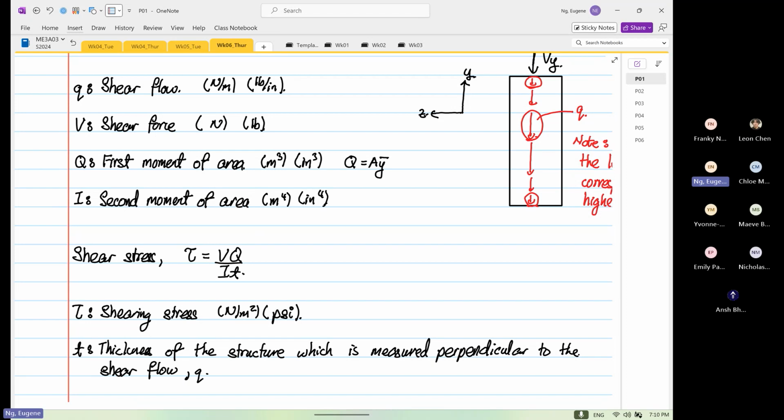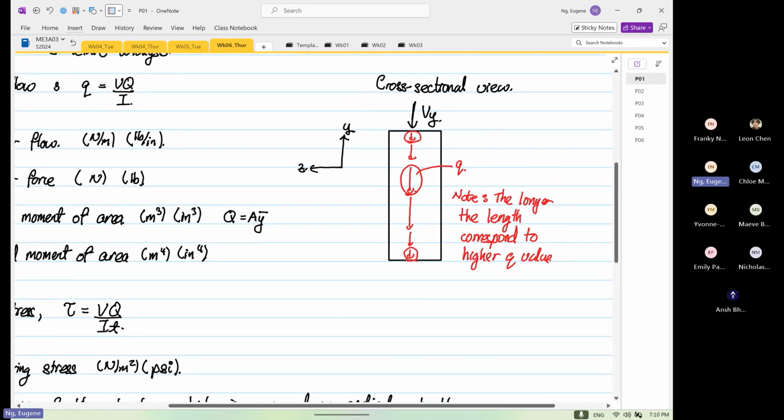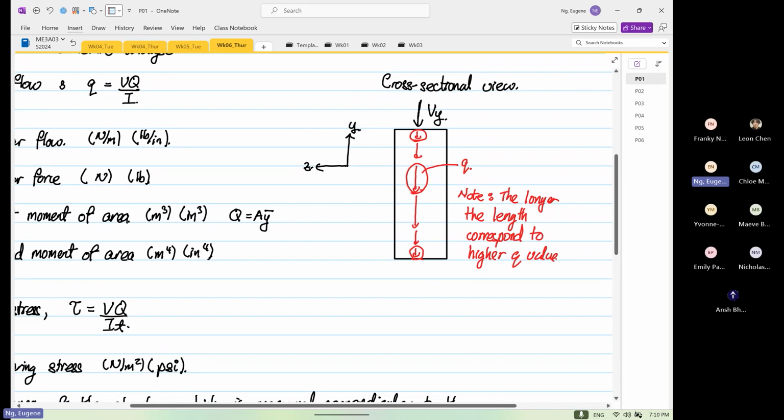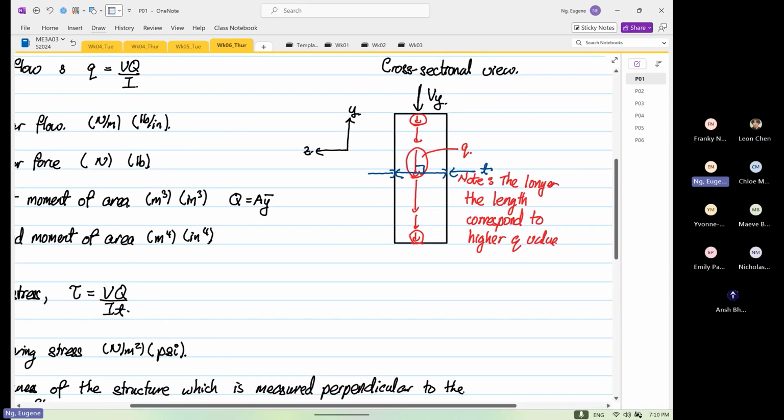Q. Okay, so what do we mean by that? So over here, by looking at the cross-sectional view, you know the shear flow is vertically coming down. As mentioned earlier, the thickness has to be perpendicular to Q. So if this is our thickness, and Q is coming down, this is where it has to be perpendicular, and this is important for all of you to remember. The orientation of the thickness has to be perpendicular to the shear flow.